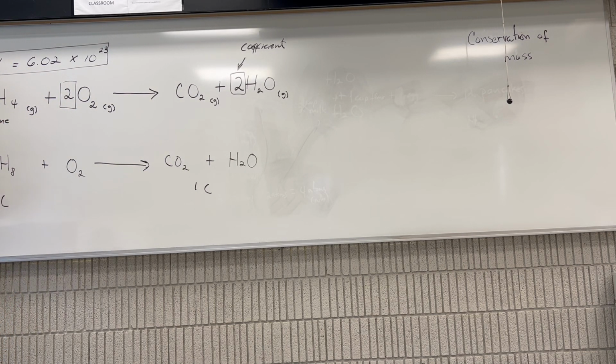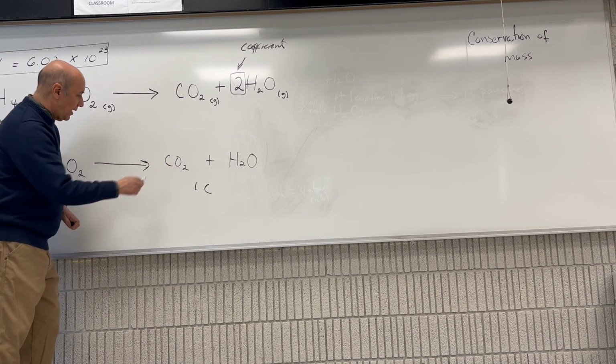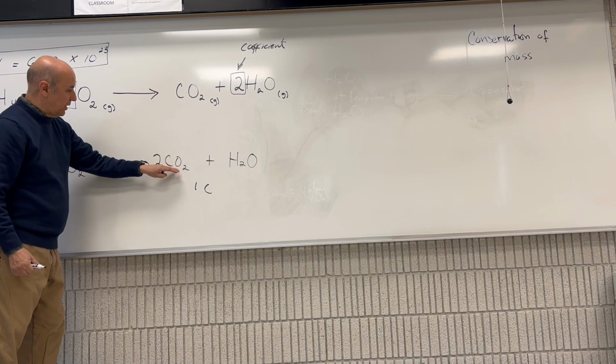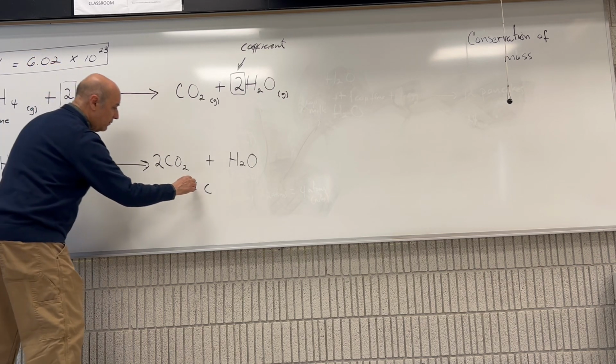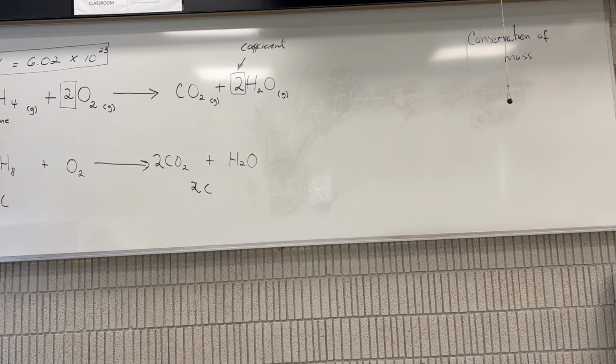We can always add coefficients. So if I want 2 carbons on this side, the only thing I should do is put a 2 in front of it, because that will tell you that we now have CO2 and CO2, two of them combined. And that will give us 2 carbons. We did not change the formula. The formula is still CO2. We just got twice as much.